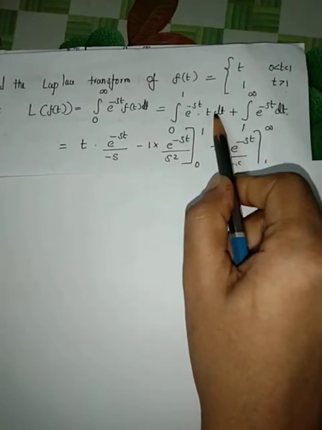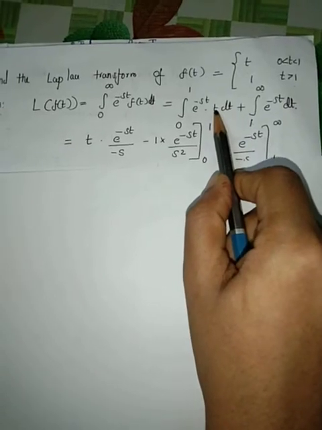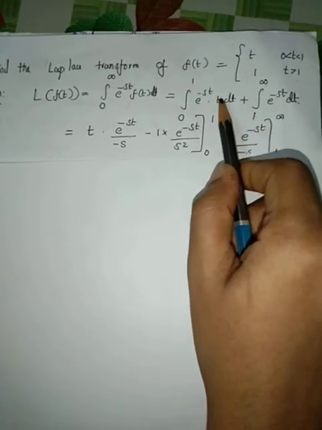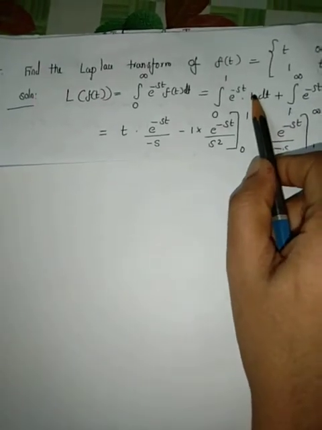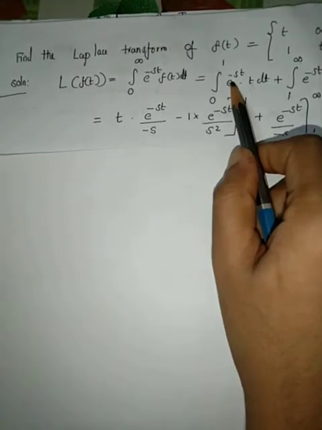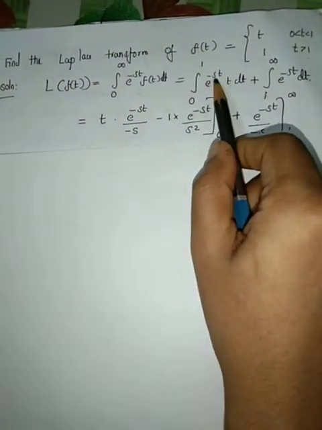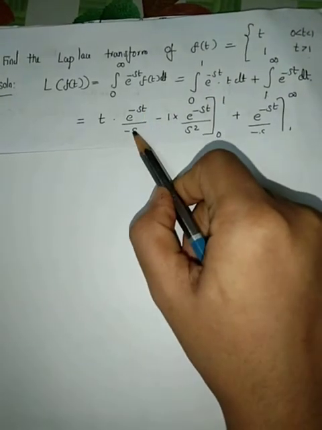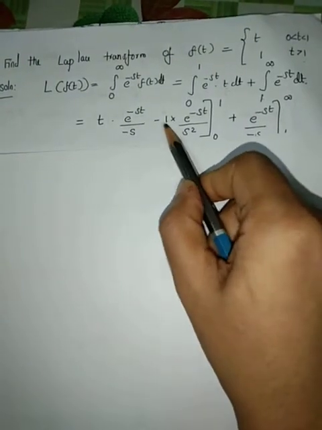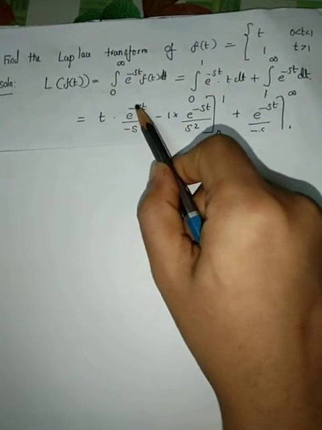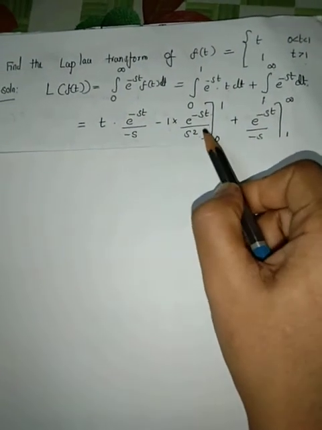Using the UV rule, we can easily find the first integral. Take t as the first function. Since t is a polynomial, we can apply the UV rule. Taking the first function as t and the second function as e^(-st), applying the UV rule: first function into the integral of the second one, that is e^(-st) divided by the derivative of -st, which is -s, minus the derivative of the first function, which is 1, into the integral of the second function, which is e^(-st) divided by -s into -s, that is s square.